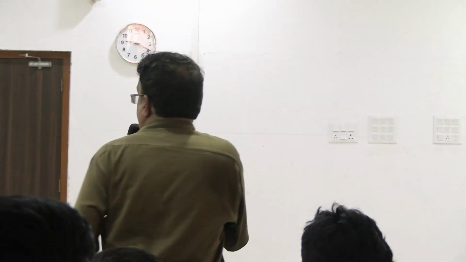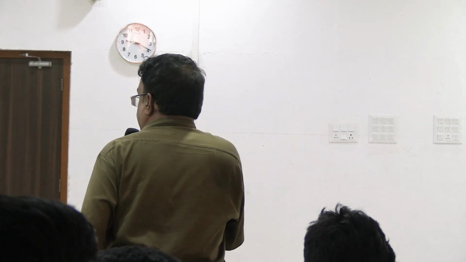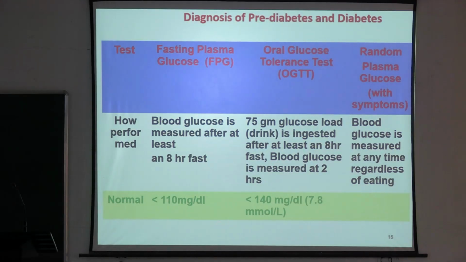Tingling and numbness is one, more important than that, diabetic foot or diabetic ulcer. Okay, that's a very common thing. Tingling and numbness can be due to other causes also, but diabetic foot is quite common. So if you go to the wards, you will find mostly in the surgical ward, 1 or 2 cases of diabetic ulcer. Diagnose it, you do a fasting blood sugar, it should be less than 110.